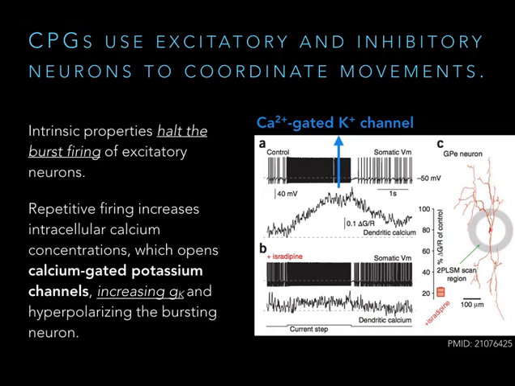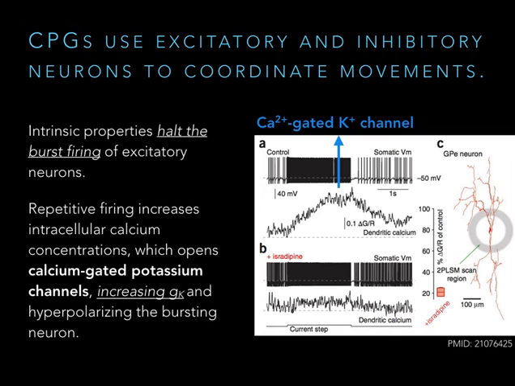And the way that that occurs is just through some intrinsic properties of the neurons themselves. So they have calcium-gated potassium channels. So once they start burst firing, well, that's going to activate voltage-gated calcium channels. They're going to get an increase in intracellular calcium levels, and that is going to increase their potassium conductance, which then leads to shunting inhibition and turns off that burst firing.